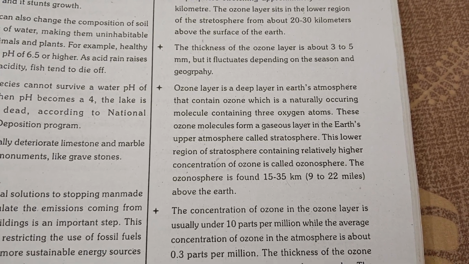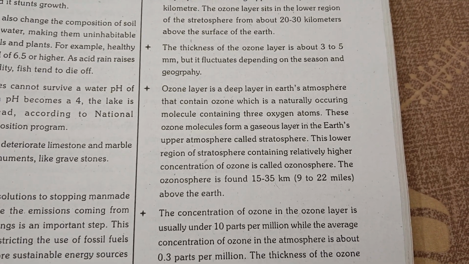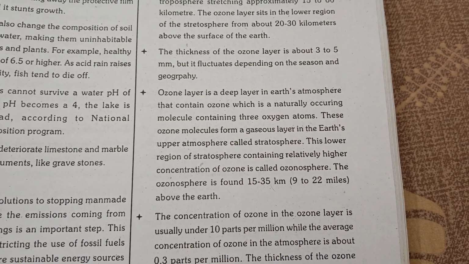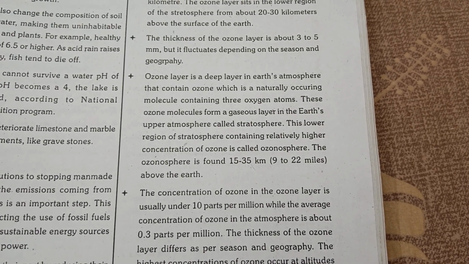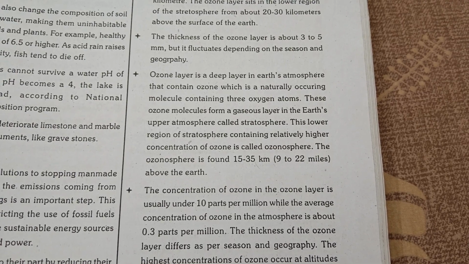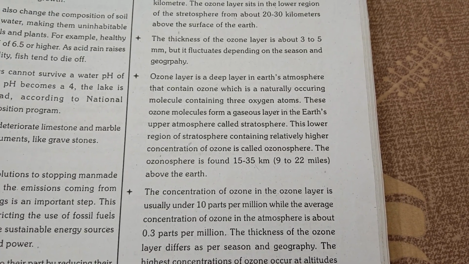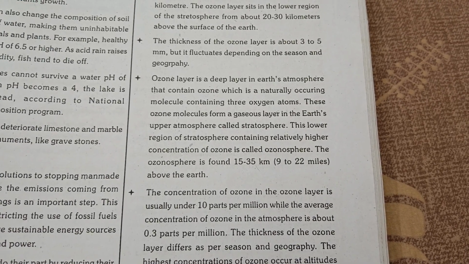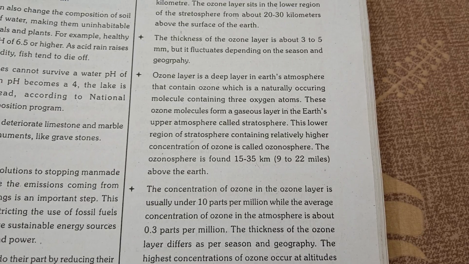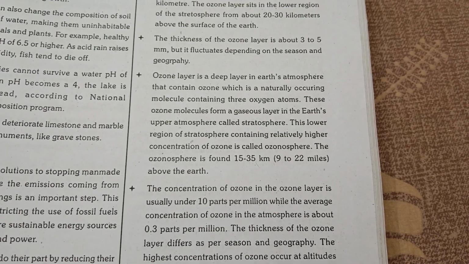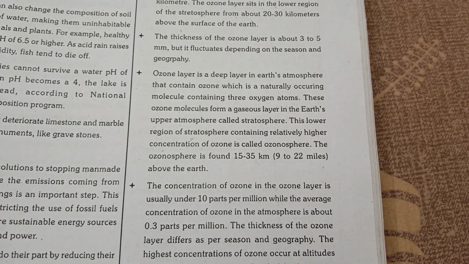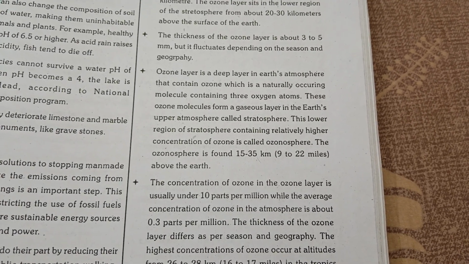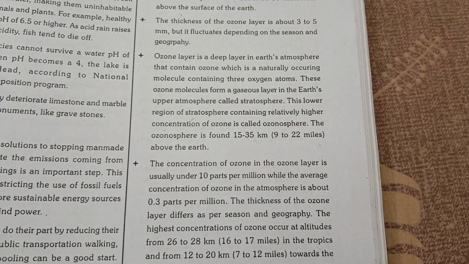The ozone layer is a deep layer in Earth's atmosphere that contains ozone, which is a naturally occurring molecule containing 3 oxygen atoms. These ozone molecules form a gaseous layer in the Earth's upper atmosphere called the stratosphere. This lower region of the stratosphere containing a relatively higher concentration of ozone is called the ozonosphere. The ozonosphere is found 15 to 35 kilometers (9 to 22 miles) above the earth.